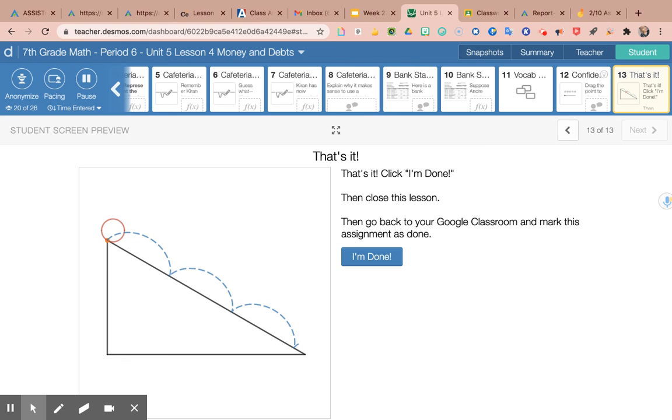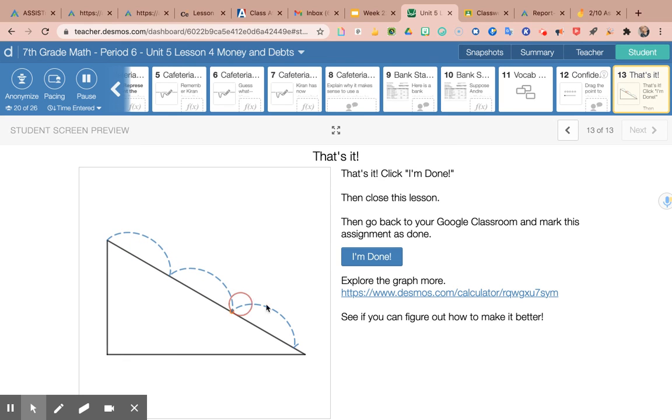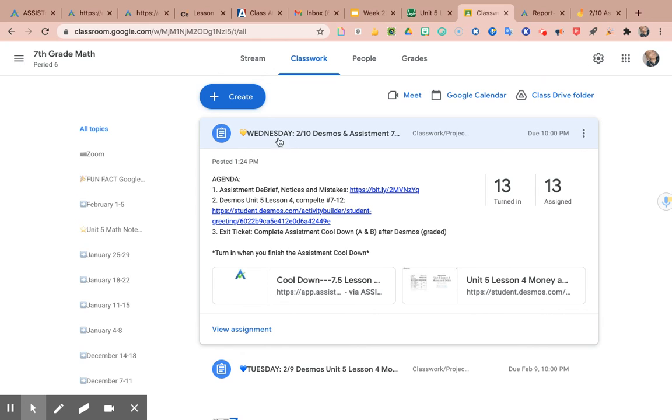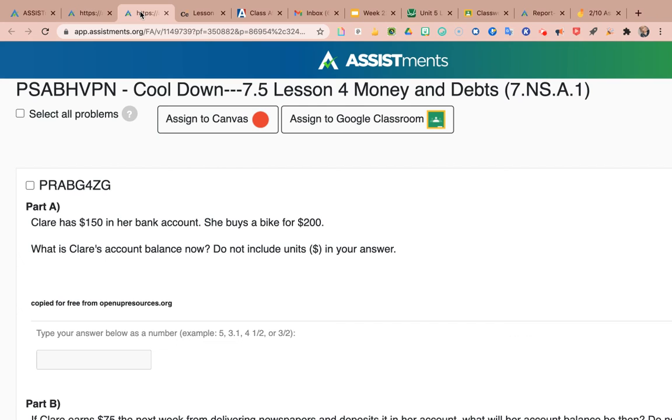However, you do have a little exit ticket. So if you click I'm done, I have this cool little animation for you. You don't have to click on the link. It's just a cool little calculator. But that's just a cool little animation for you. So you can exit this Desmos, go back to Google Classroom, and you have one last task. I want you to click on the cooldown. If you haven't created an account for Assessment, you're going to need to do that. And then it should open your assessment.